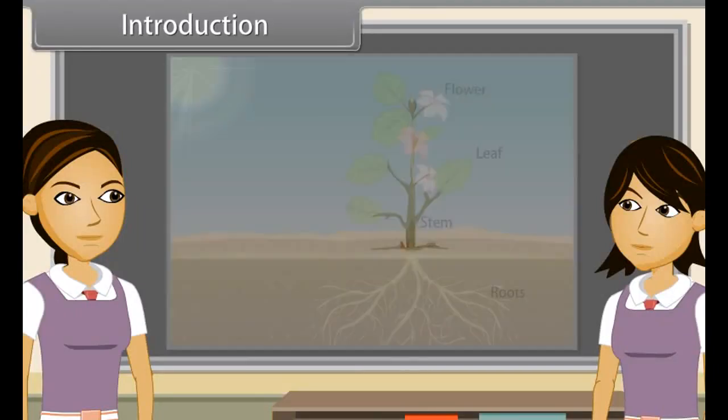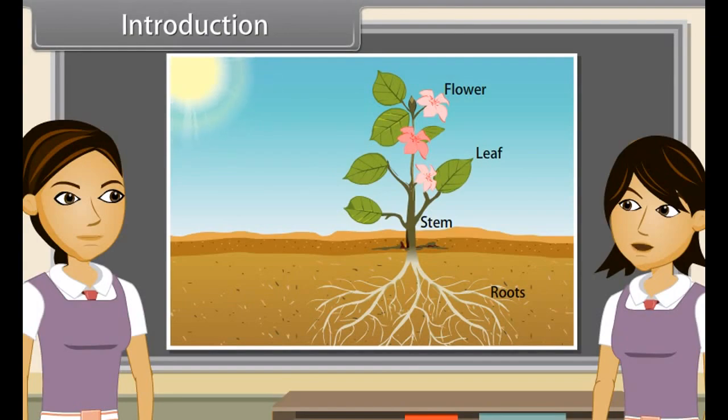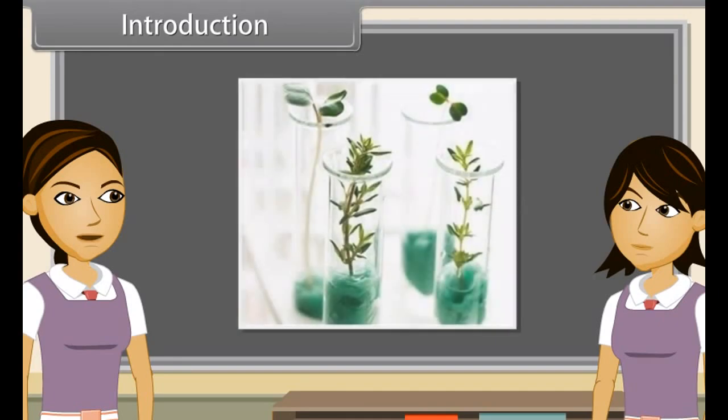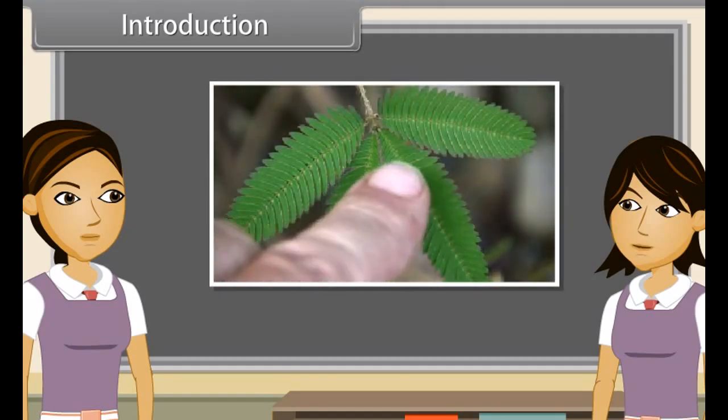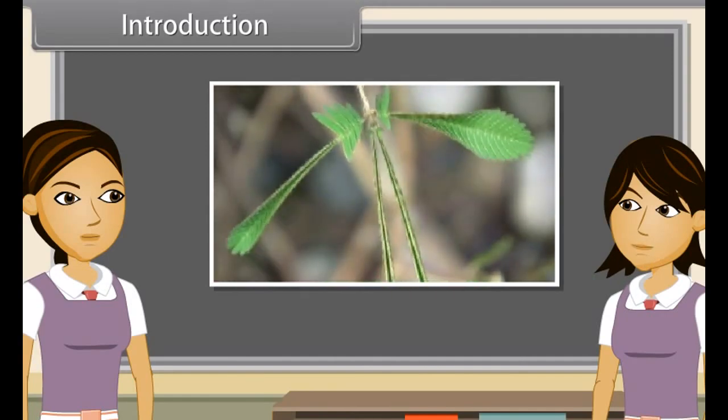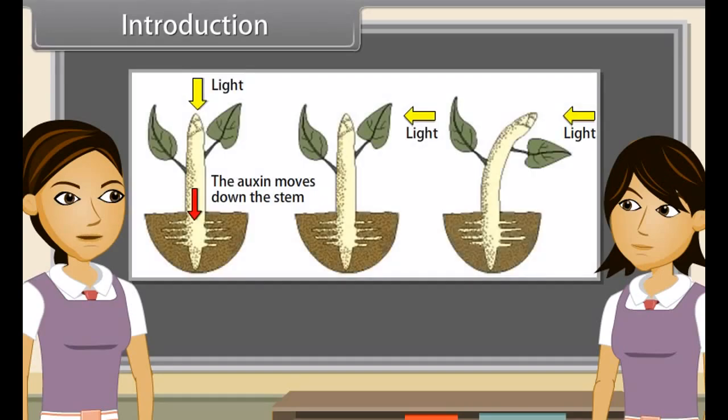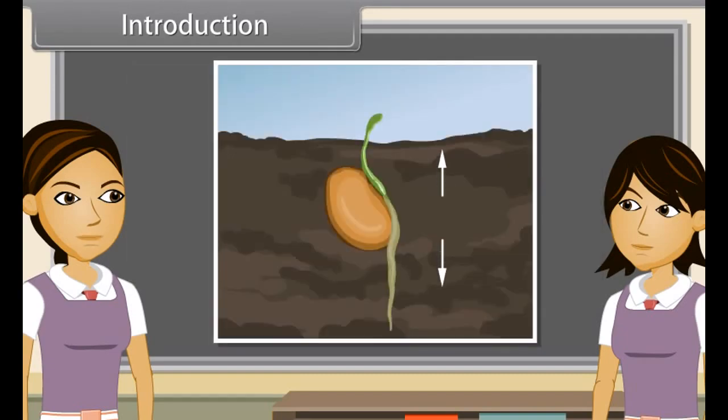Introduction. As we already know, plants do not have a nervous system and sense organs like eyes, ears, or nose like the animals have. Yes, but they can still sense things like light, gravity, chemicals, water, and touch by actions of hormones on them. So we can say that plants can sense the presence of stimuli and respond to them. We can also say that the hormones in plants coordinate their behavior by affecting the growth of a plant.